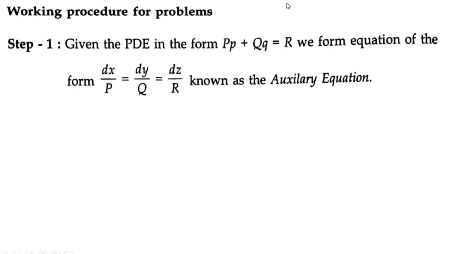Under that, step 1: this is the standard form of a Lagrange's partial differential equation, Pp + Qq = R. Here capital P, capital Q and capital R are functions of x, y and z, and small p and small q are the partial derivatives of z with respect to x and z with respect to y.